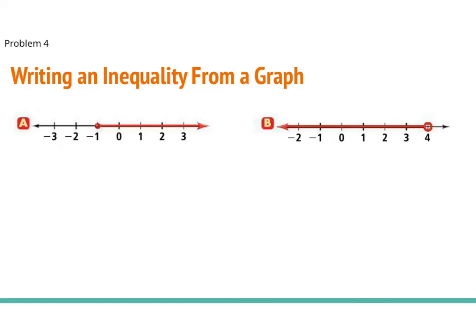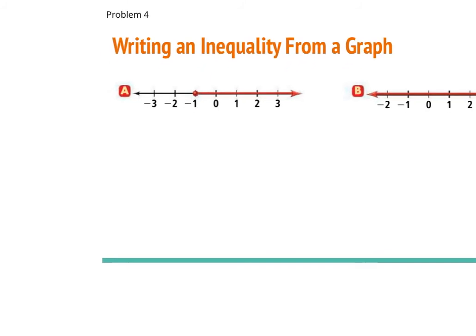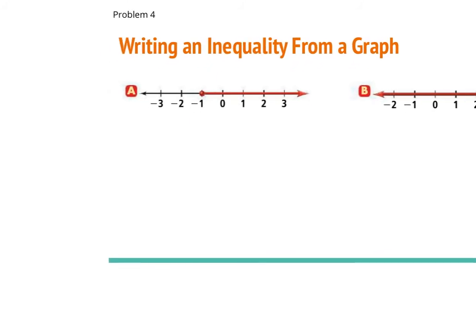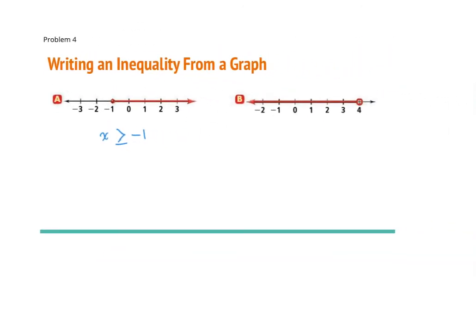Okay, writing an inequality from a graph. All right, so for these, you could use any variable that you wanted. I'm going to go ahead and use x for both of them, but you can use whichever variable you would like. So I see that from -1 on, that's where we're starting, and it's greater than -1. Let's put x over here, and I see that it's a closed dot, it's not open, so we're going to put equal to. X is greater than or equal to -1.